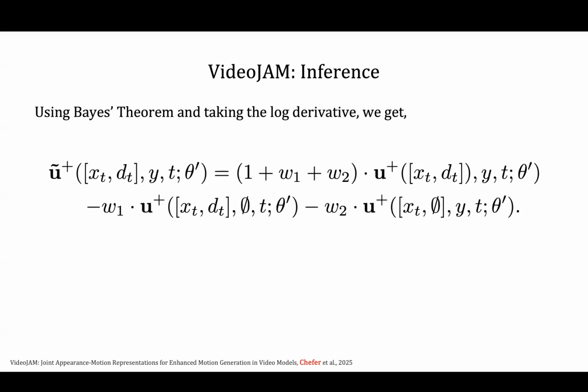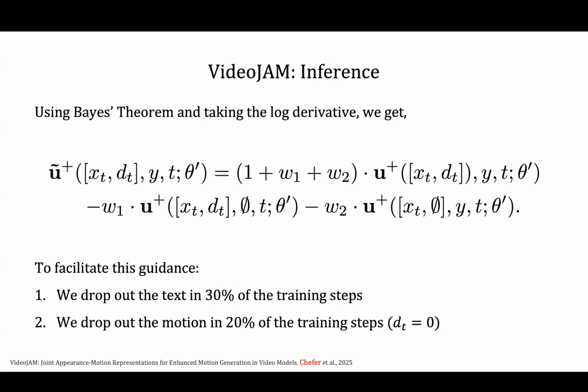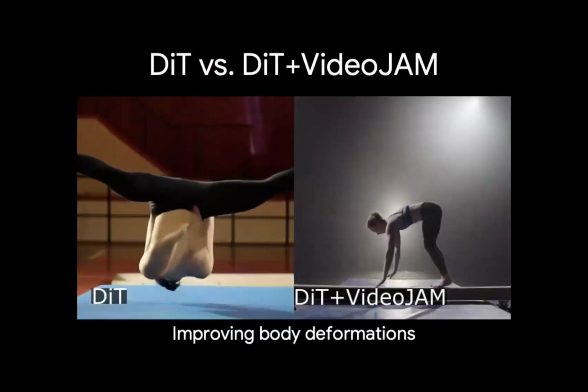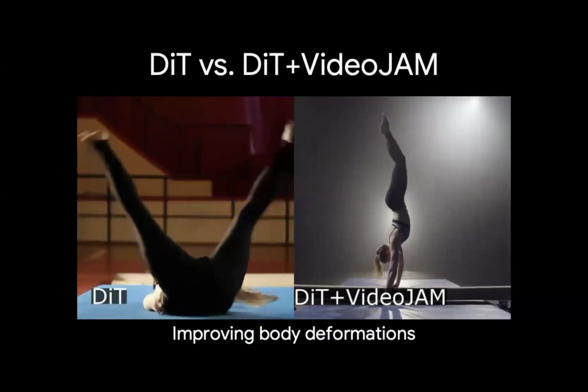Okay, so we do this practically just like they do it in classifier free guidance. We train the model once to predict both video and motion, once without the text and once without the motion. And we do an extrapolation. We take the prediction with all the terms and distance it from the prediction without the text and from the prediction without the motion. So let's take a look at some results of VideoJam. On the left here is the state-of-the-art Movie Gen model by Meta.